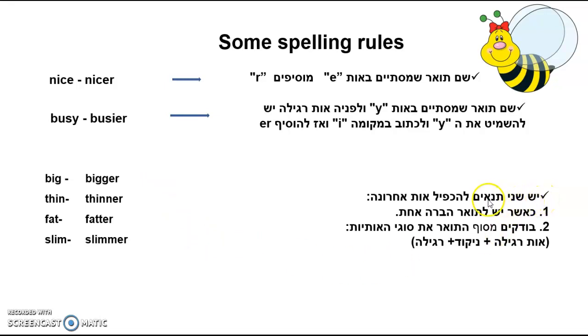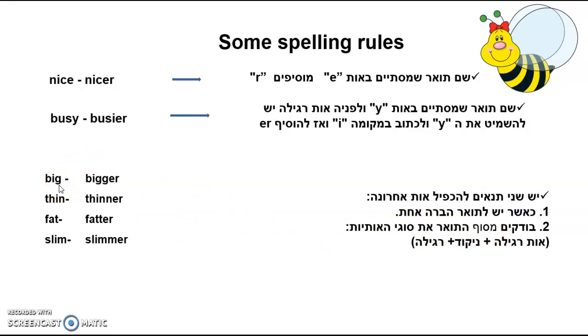There are 2 conditions to double the last letter. The first condition is that the adjective has one syllable. As we said before, big has 1 syllable. Dangerous, for example, has 3. So we need 1 syllable. And then you check from the end of the adjective the letters.